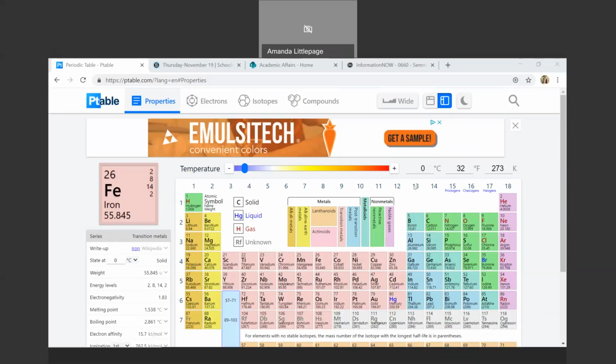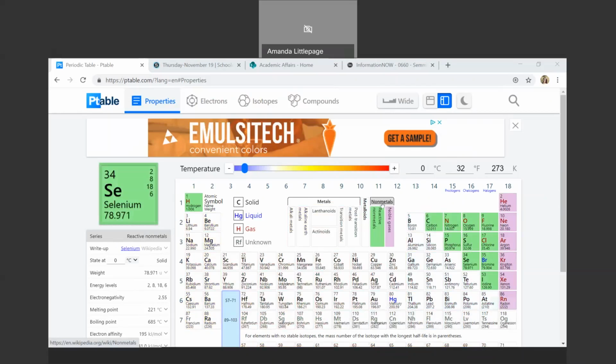Okay, so group 13, which includes boron, aluminum, gallium, indium, thallium, these all have 3 valence electrons. Group 14, carbon, silicon, germanium, tin, lead, etc., all have 4 valence electrons, 5 valence electrons, 6, 7, and then 8 valence electrons. Okay, so remember, the periodic table is grouped into 3 major groups: metals, metalloids, and non-metals.